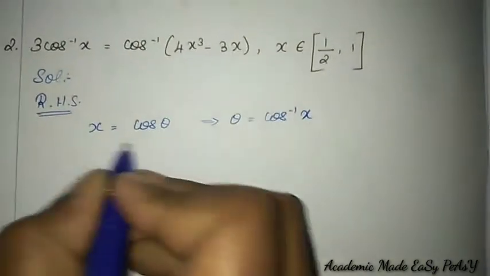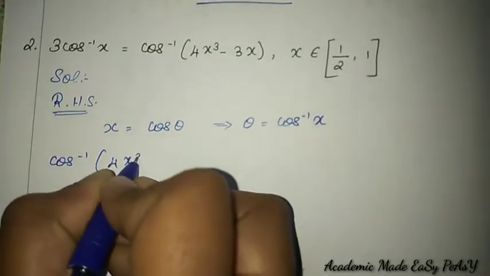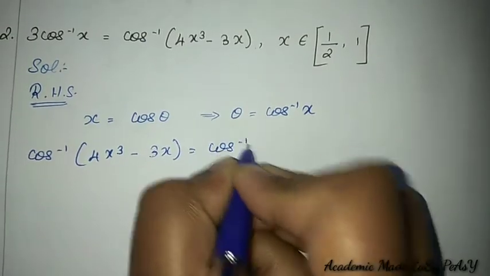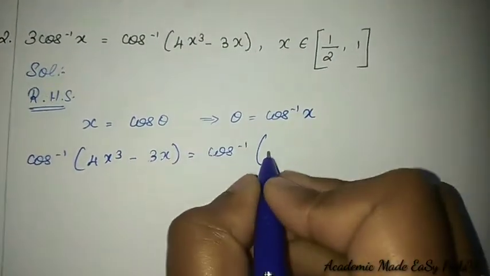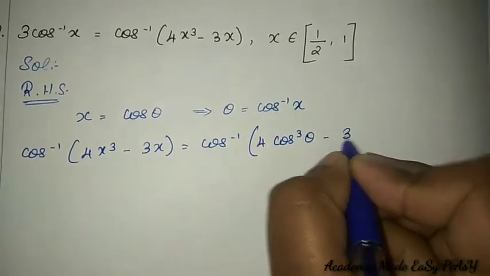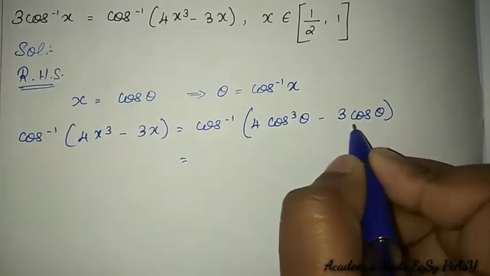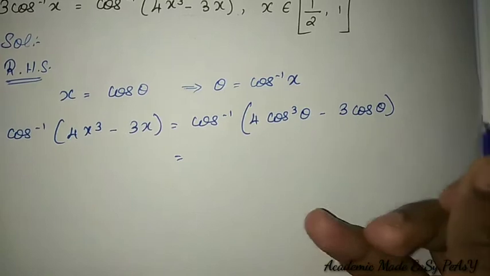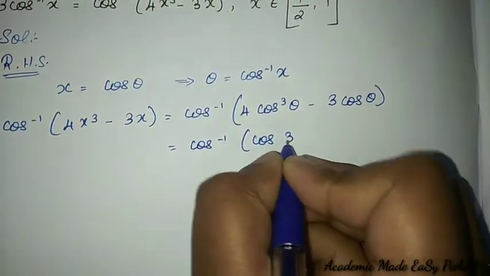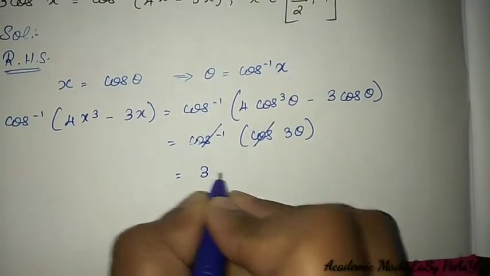Now let me substitute over here. So cos inverse of 4x cube minus 3x is equal to cos inverse of, what is my x here? It is cos theta. So 4 cos cube theta minus 3 cos theta. Already I said 4 cos cube theta minus 3 cos theta is cos 3 theta, so I will substitute directly. So cos inverse of cos 3 theta. Cos and cos inverse will get cancelled, so this will be 3 theta.